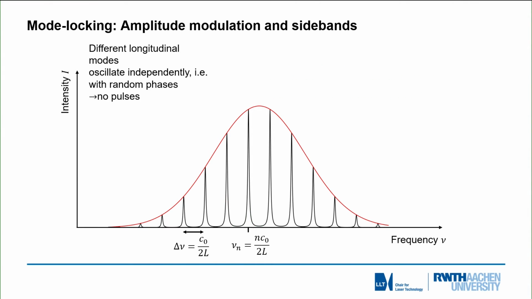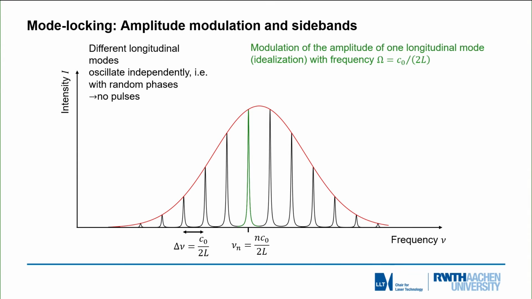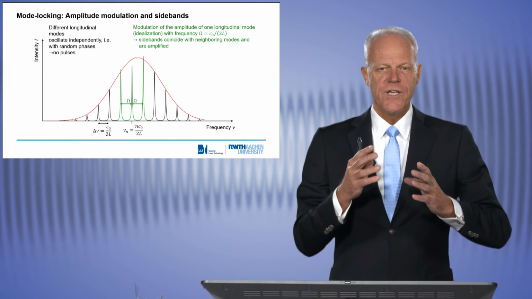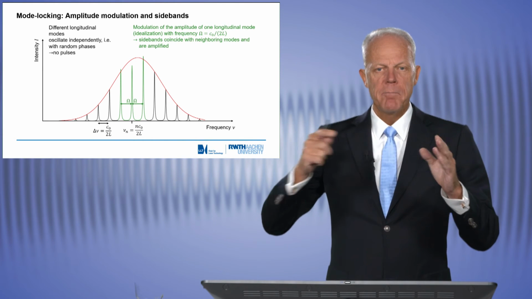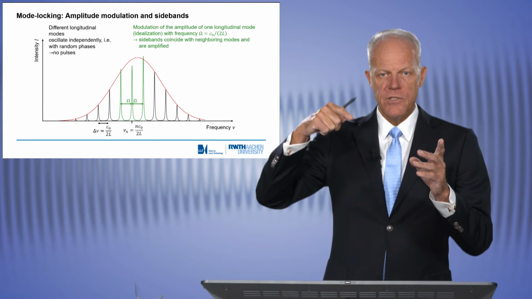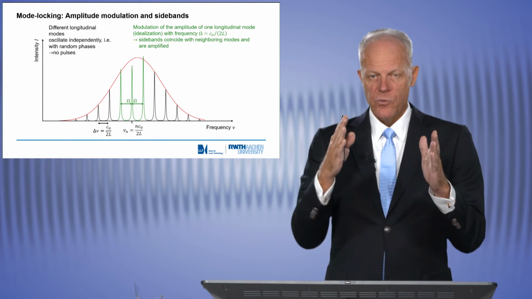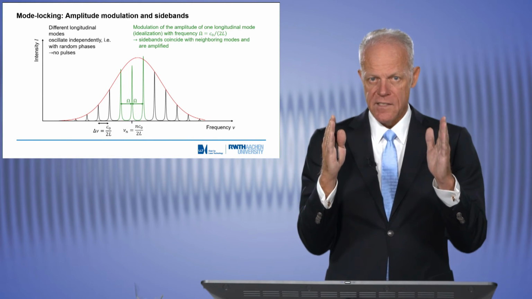In other words, now we will have the effect that the sidebands will dissipate energy in phase directly into the neighbors of the modes. And this will happen for all modes if we modulate all modes with the round-trip frequency of the resonator. In doing so, we, so to say, couple actively the individual longitudinal modes by modulating the amplitude of all modes with the switch in the resonator.